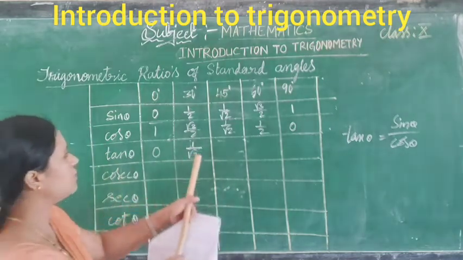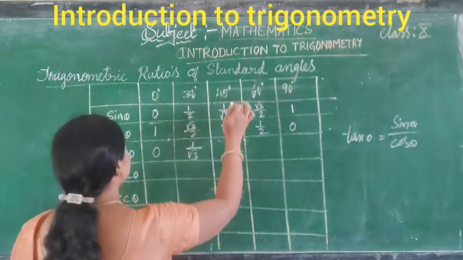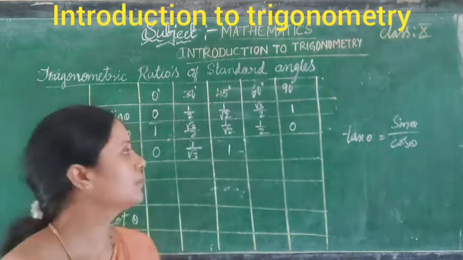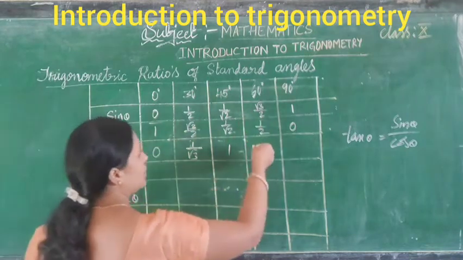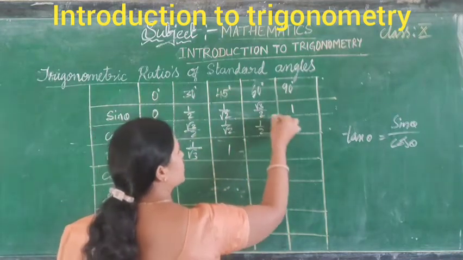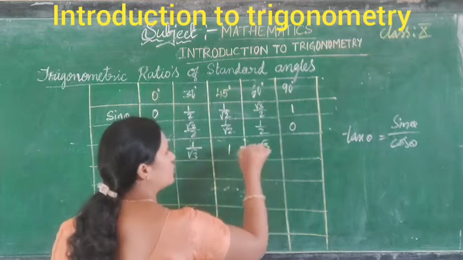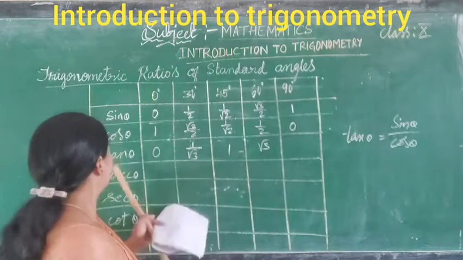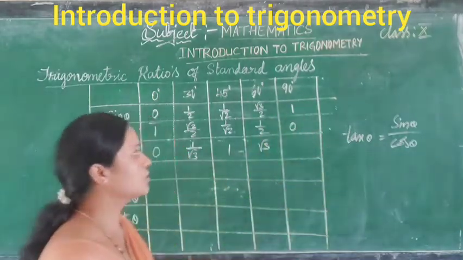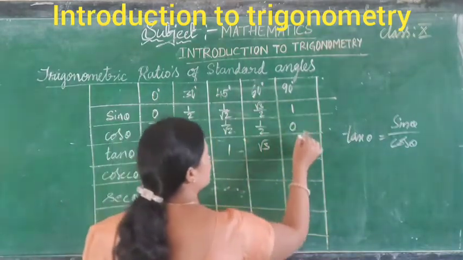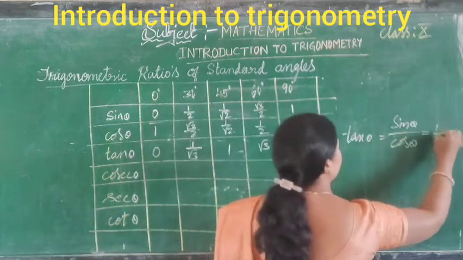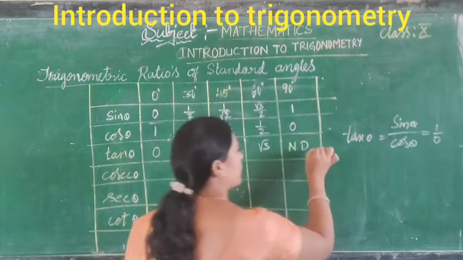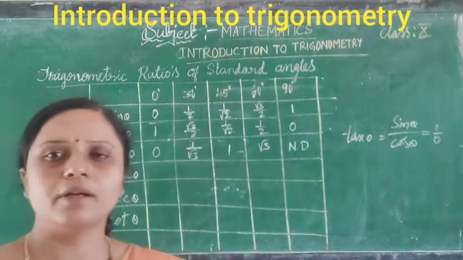Once again tan 45. So divide this sin by cos. Root 2 will be cancelled. 1 by 1 is what? 1. And tan 60 degree. So divide sin by cos. So this 2 will be cancelled. We get what? Root 3. And finally you write tan 90 degree. So divide sin by cos, 1 by 0. You can see 1 by 0. Anything divided by 0 will be not defined.